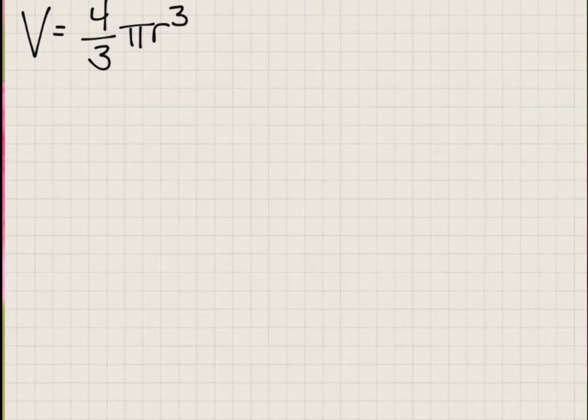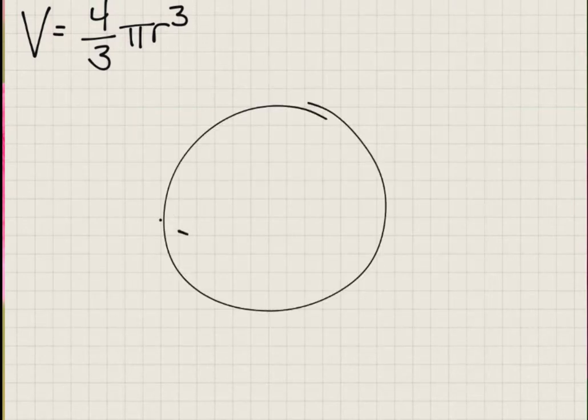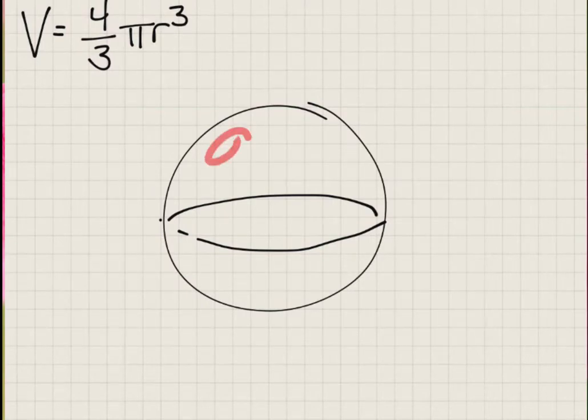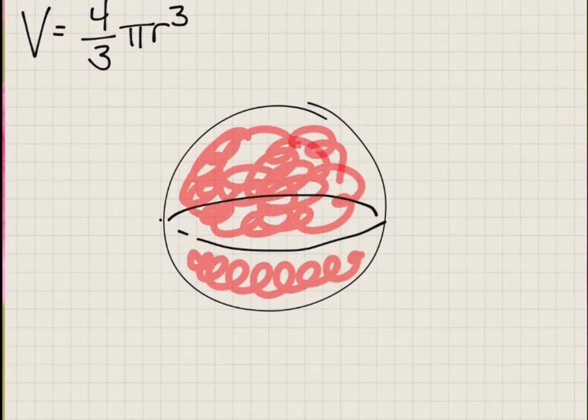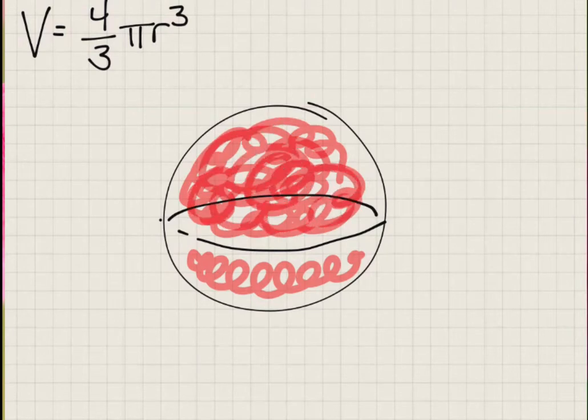sphere. Okay, so I have a sphere. That's the volume. That's everything inside the sphere. Kind of looks like a brain, sort of. Okay, so there it is. Everything inside the sphere. Why might this be useful? Anybody? Where would you want to calculate the volume of a sphere? What kind of applications in real life would this be necessary?